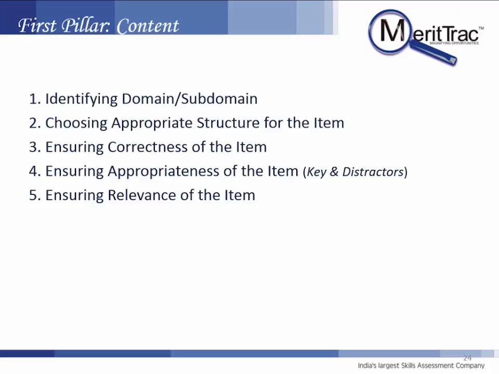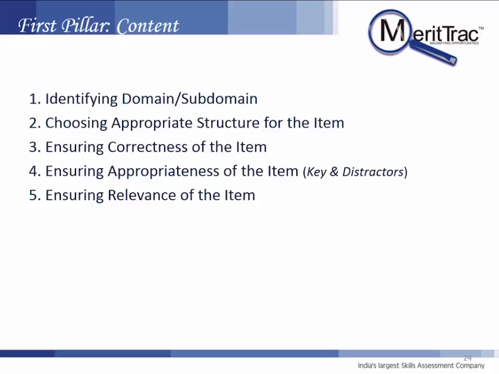The fourth one, ensuring appropriateness of the item, which means the key and distractors need to be homogeneous. The distractors are homogeneous to the key. We must ensure that. And of course, the fifth one is we need to ensure the relevance of the item, that you are not asking a master degree level item to diploma level candidates, or diploma level items to master level candidates. This is again an extremely important thing which we must focus on.